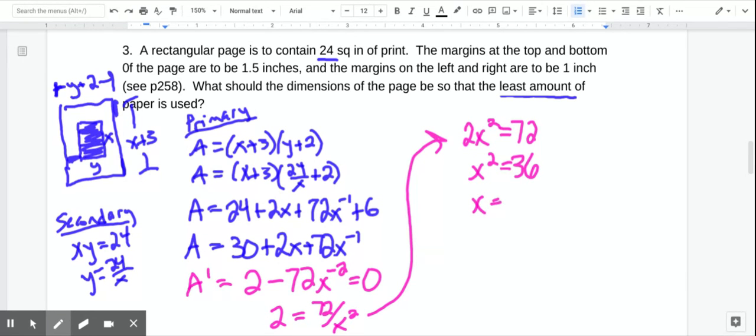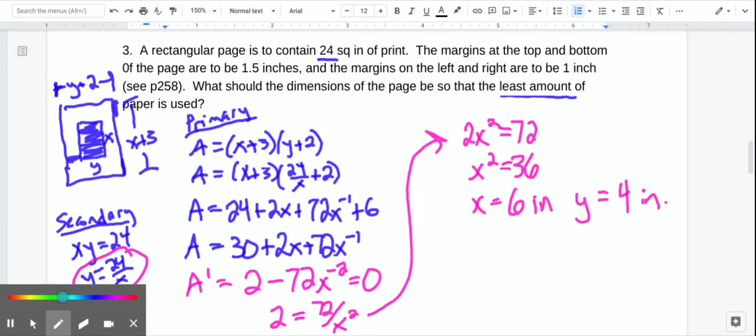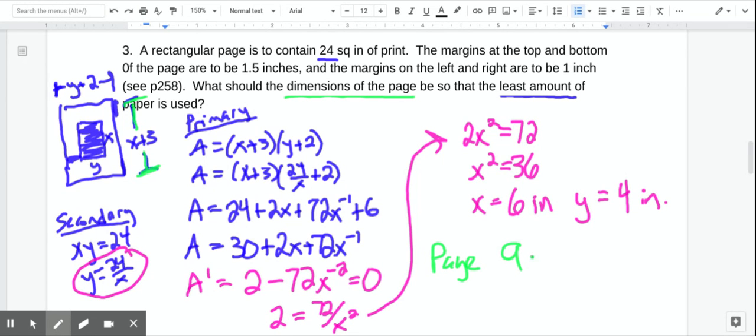And we'll take the square root again, since we're talking about dimensions. It's just going to be 6. So if x is 6 inches, come back over here to the secondary to plug in for y, and y needs to be 4 inches. Now, I don't think that's what the question was asking for. It wanted to know the dimensions of the page. So to find the dimensions of the page, we need to plug into this. So the page is going to be 9 inches by, and we're going to plug into this for our y, by 6 inches.